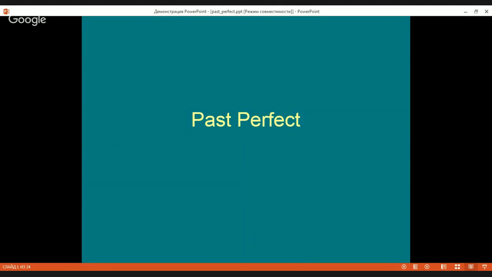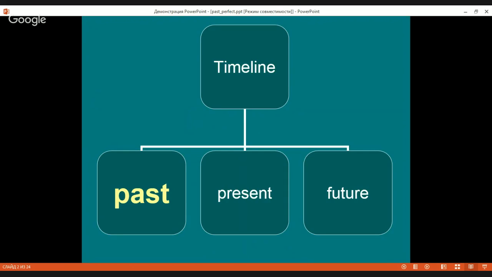Okay, so past perfect. What is this unknown animal? Well, first of all, guys, we will need to have a look at our timeline to understand where we are in our time. If you look at the timeline, you normally distinguish between the present, the future, and of course the past. Today we will have a trip to the galaxy far, far away, to the past.